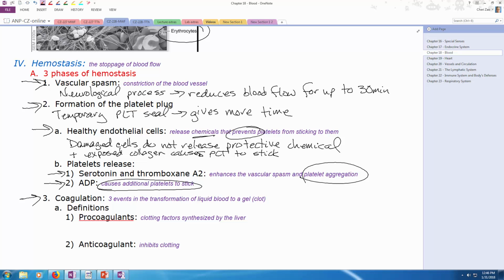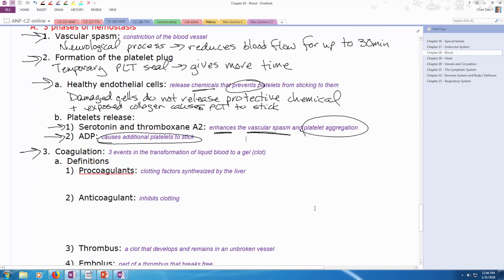The other thing serotonin and thromboxane A2 do is enhance vascular spasm. So as our neural control starts to fatigue, guess what? We are now putting a hormonal mechanism in there to help also prolong that vascular spasm. So platelets are also helping to prevent blood loss out of our vessel that's been compromised.